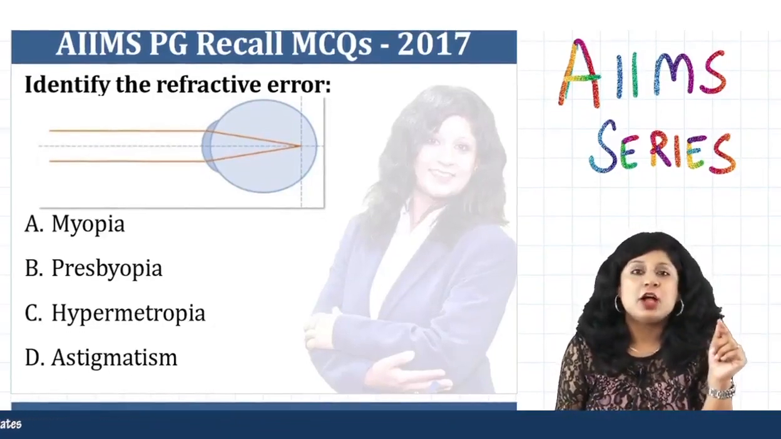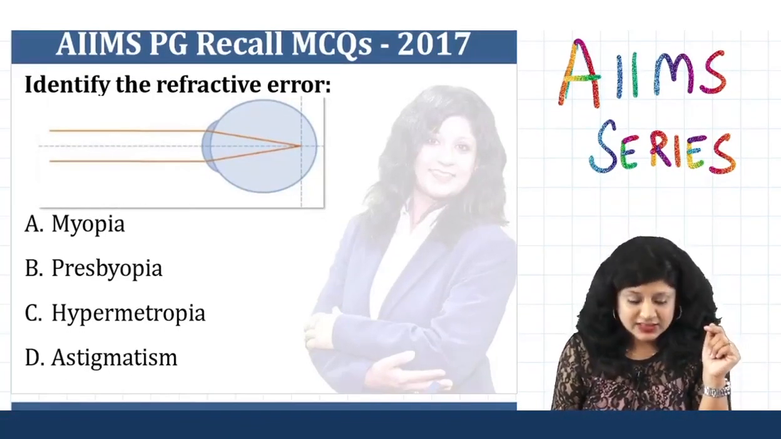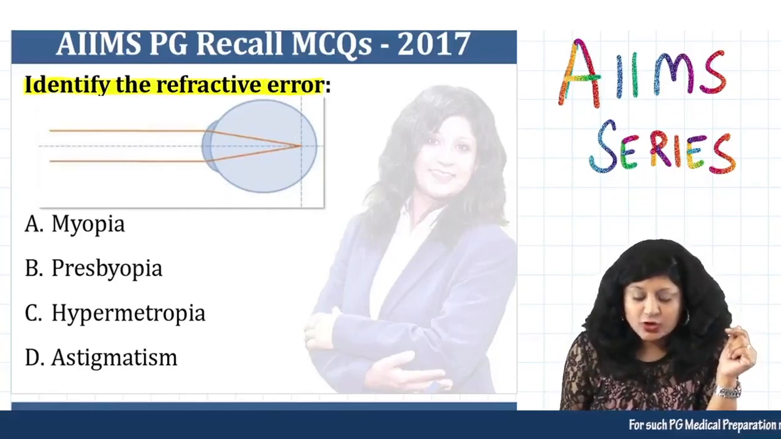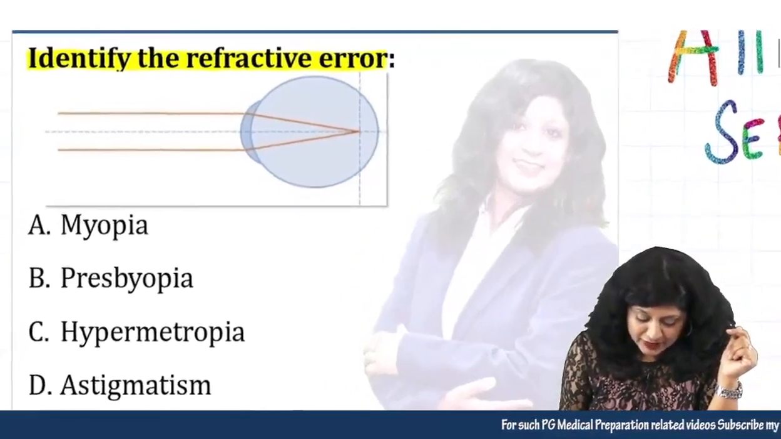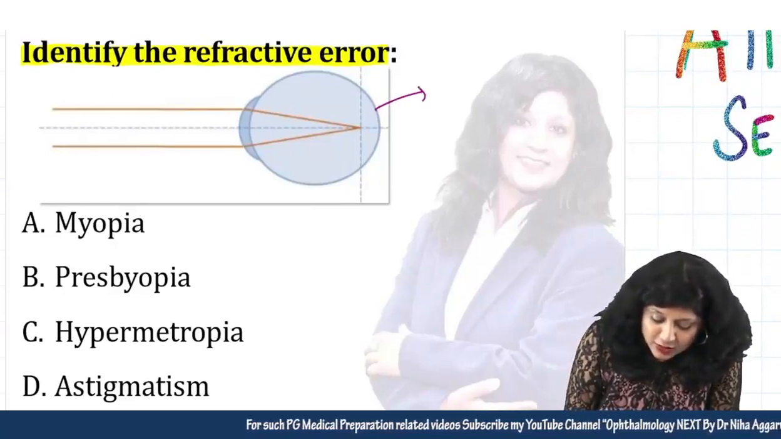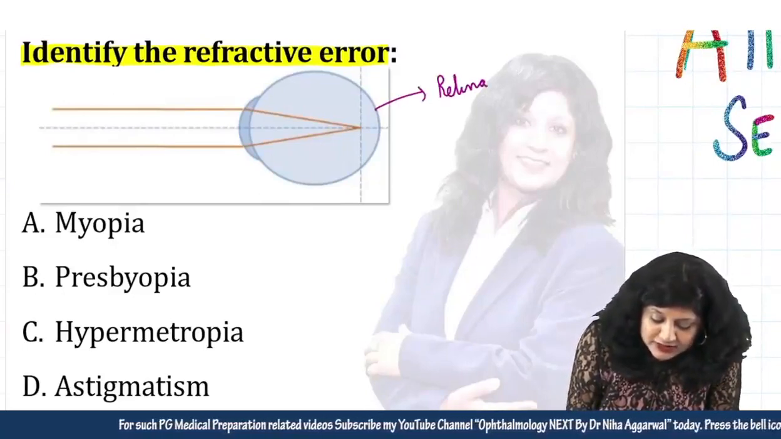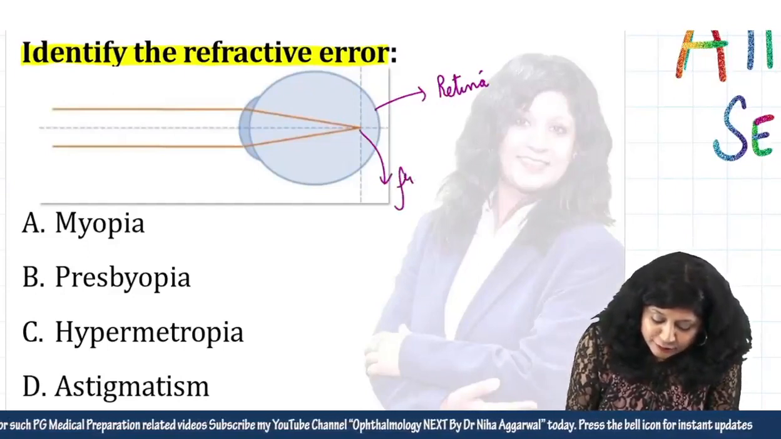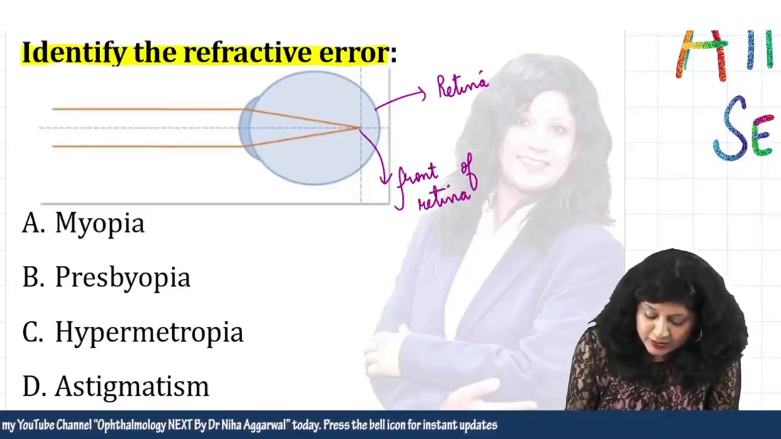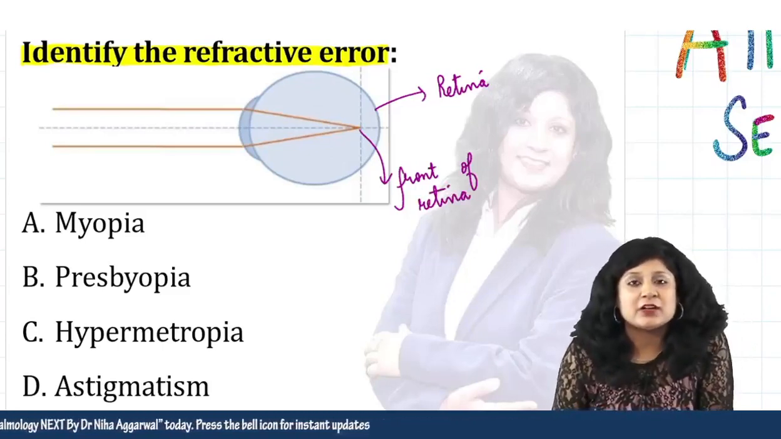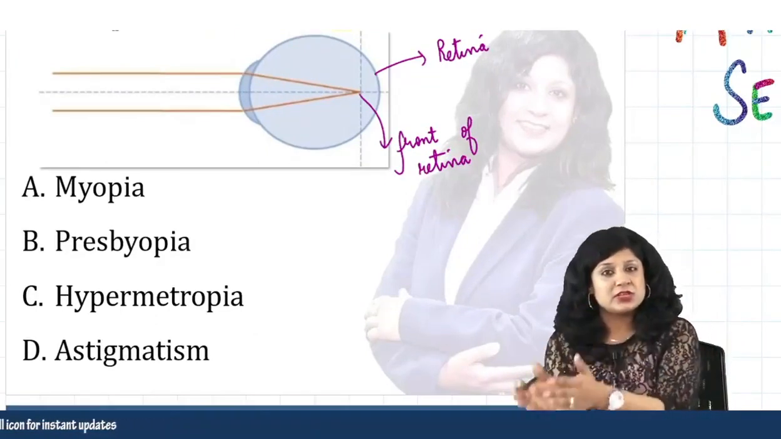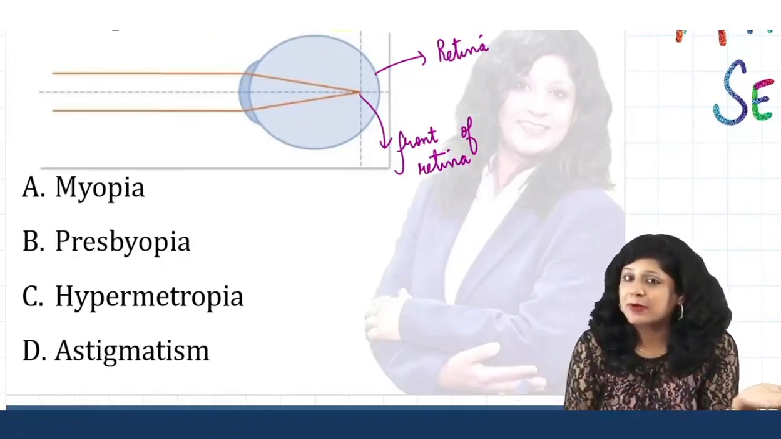This is your recall series of 2017. Identify the refractive error. So look at the image here. They have given you the focus of the rays, and this is your retina. The focus is taking place in front of the retina, therefore very clear cut. What is this? This is actually myopia. If this focus would have been going posterior to the retina, the answer would have been hypermetropia.